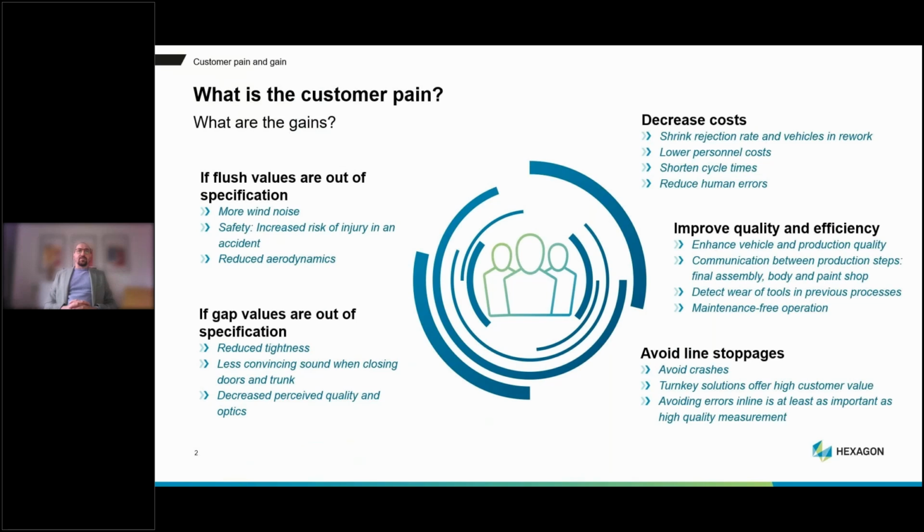Last but not least, of course, we want to avoid line stoppages. So if we're talking about mass production of vehicles, we need to avoid crashes. We need to avoid line stoppages at every cost, because there's so much dependent on the line running. There are techs before us, techs after us that we don't want to disturb. So what we do for that, we offer turnkey solutions for high customer values, and we want to avoid errors in line, because that's just as important as high quality measurements.